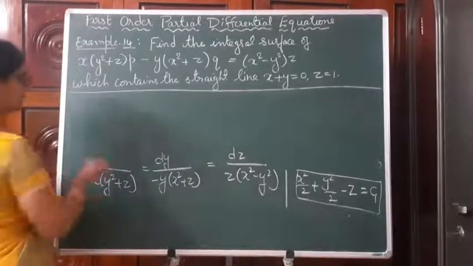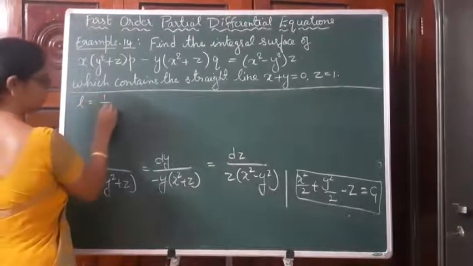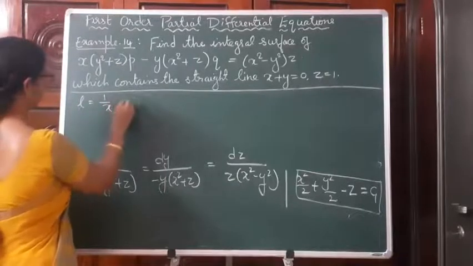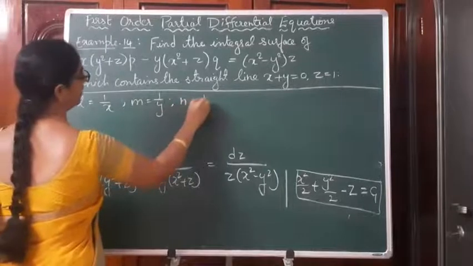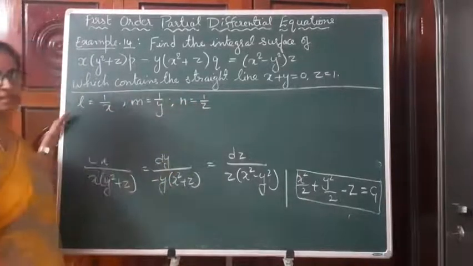We can choose L equals 1 by x, m equals 1 by y, and n equals 1 by z. Let us check whether this works or not.